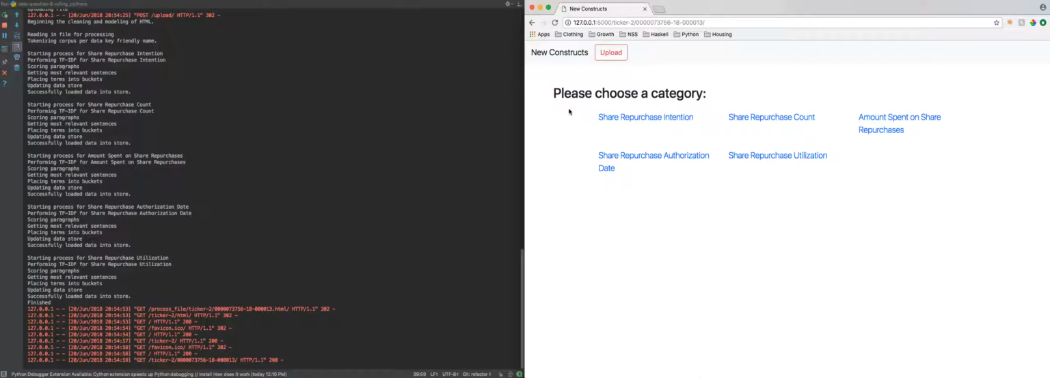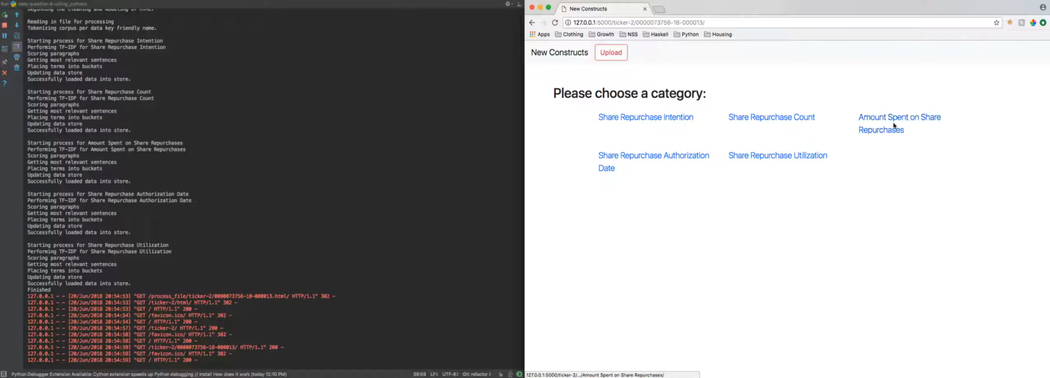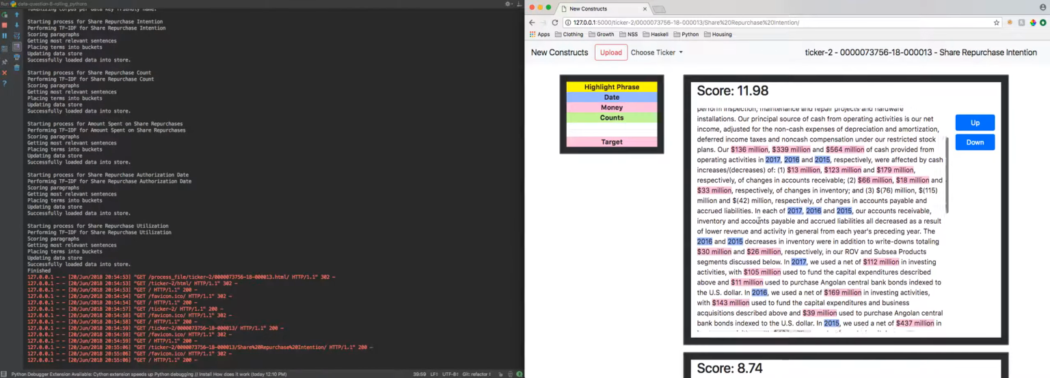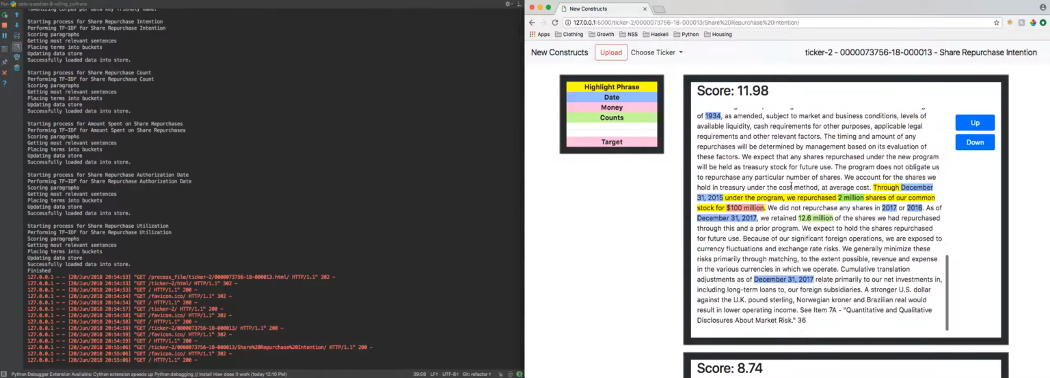So now we can go to ticker 2, choose the accession number that we just uploaded. Notice that there's 5, so sometimes it picks up more. Let's do intention. We borrowed $50 million, we purchased 2 million shares for $100 million and paid cash dividends on the $106 million. Through December 31st, 2015, under the program, we purchased 2 million shares of our common stock for $100 million.